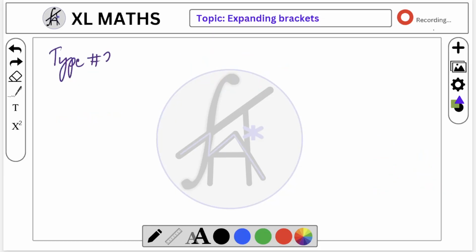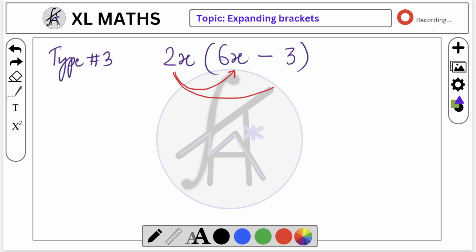Type 3 is where you have a variable and a constant together. Say for example 2x outside, 6x minus 3. So we will have 2x multiplying with 6x, and exactly the same concept applies. So we're going to be writing 2x that multiplies with 6x, take away 2x times 3. The way I'm writing, if you really go with that, it helps a lot. It won't let you really struggle anyway. Let's have a quick connect here.